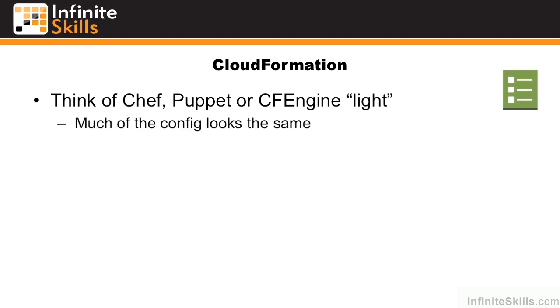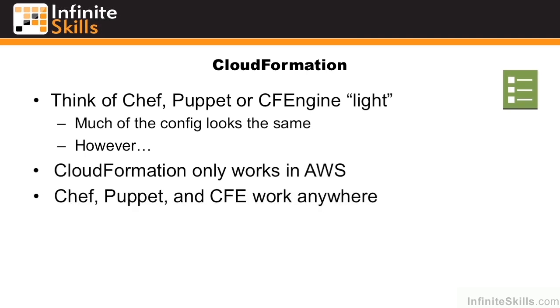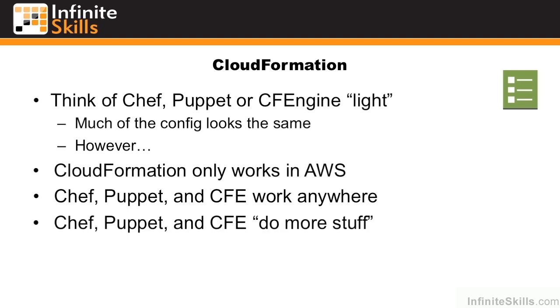A whole lot of configuration for these tools is also written in JSON and looks very similar, but there are some cautions. CloudFormation will only work inside of Amazon. Chef, Puppet, and CF Engine will work inside or outside of Amazon, in stacks such as OpenStack. Chef, Puppet, and CF Engine also do a whole lot more stuff. Again, CloudFormation is a sort of subset of what Chef, Puppet, and CF Engine do.